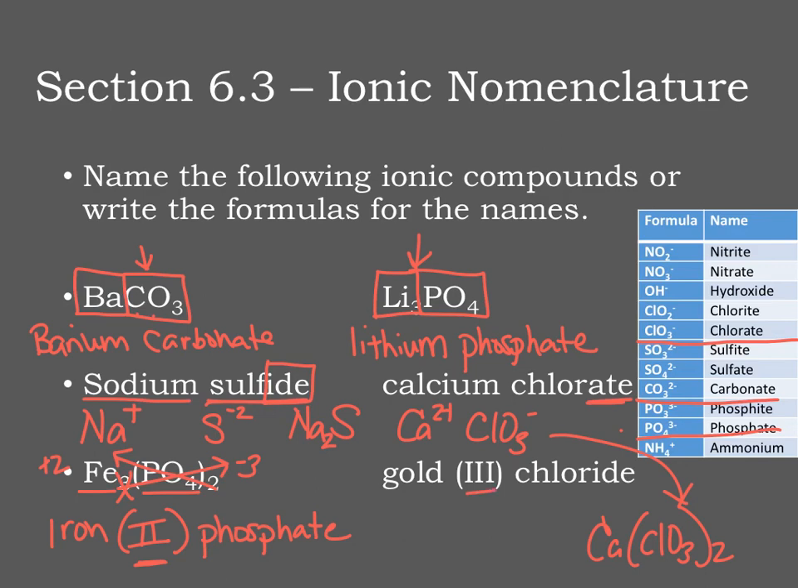Gold(III), so that's going to be Au with a +3 charge. Chloride, so that's Cl with a -1 charge. So we're going to have AuCl3.